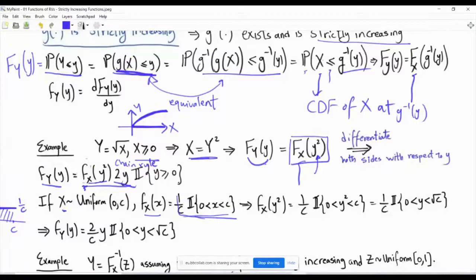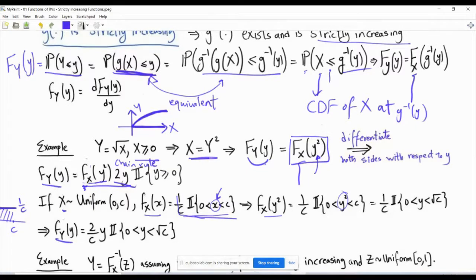It is equal to 1 over c from 0 to c, and elsewhere it is equal to 0. So it's piecewise constant, and we just have 1 over c, but we have x here inside the indicator function. And so to get f_X of y squared, you replace this small x by y squared, and so everything here is non-negative. You can take the square root, and so basically this becomes 1 over c, the indicator 0 less than y less than square root c.